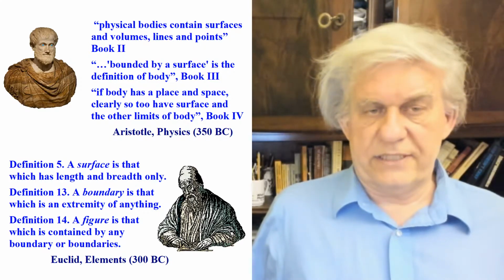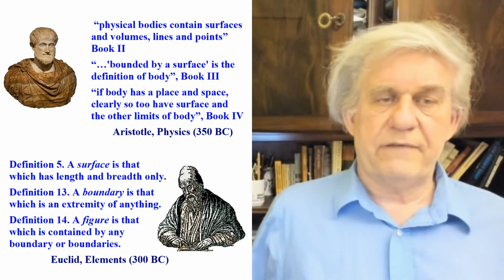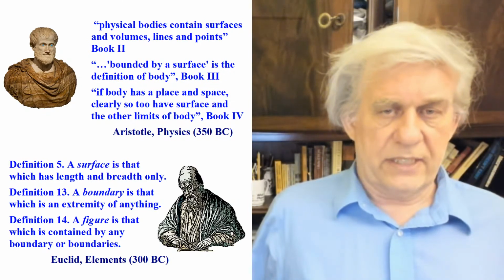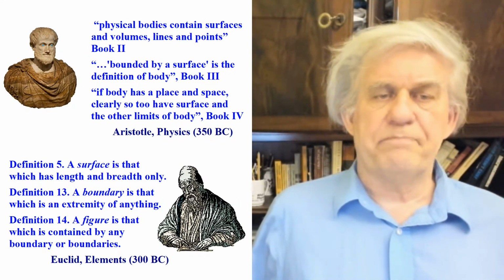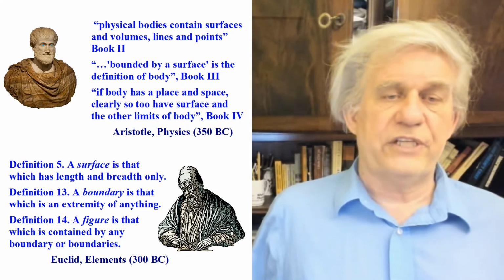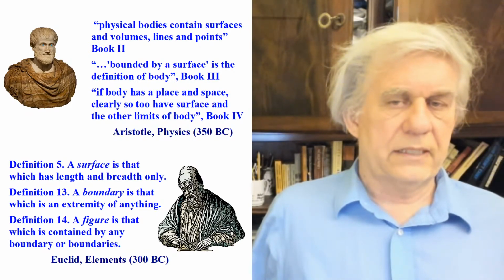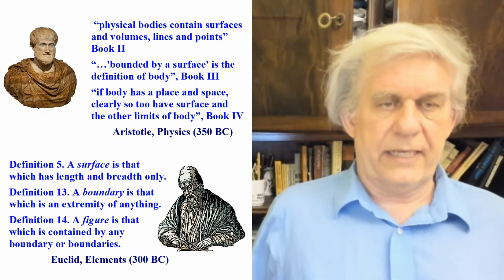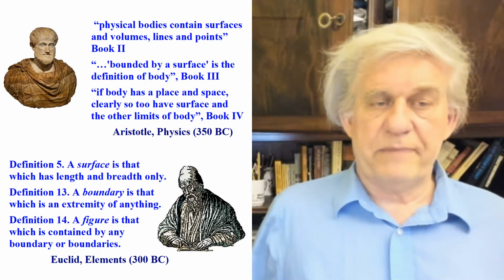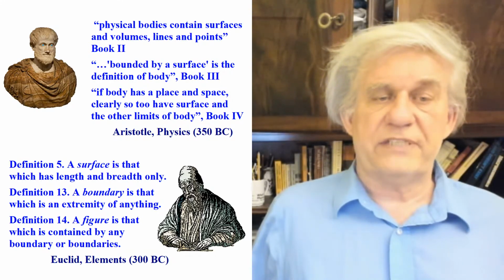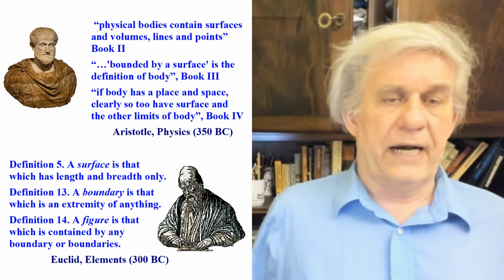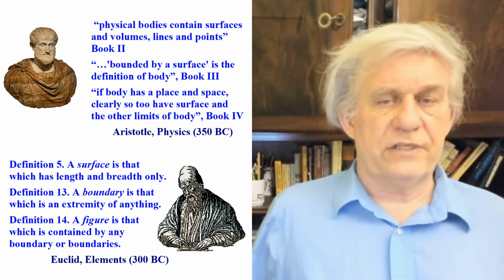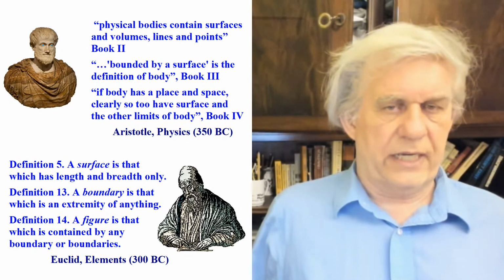Aristotle, that's in his book Physics. Physical bodies contain surfaces and volumes, lines and points. That's what he says. Then he says, bounded by a surface is the definition of body. Bounded by a surface. So he's saying that's what a body is. If body has place and space, clearly so too have surface and the other limits of body. Very vague because we still don't know what he means by surface and we don't know what body means.